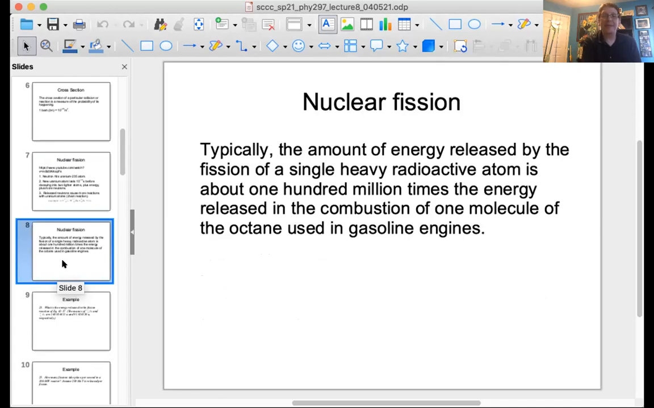And so typically the amount of energy released by the fission of a single heavy radioactive atom is about 100 million times the energy released in the combustion of 1 molecule of the octane used in gasoline engines. So we're talking a very huge difference in terms of energy per molecule.